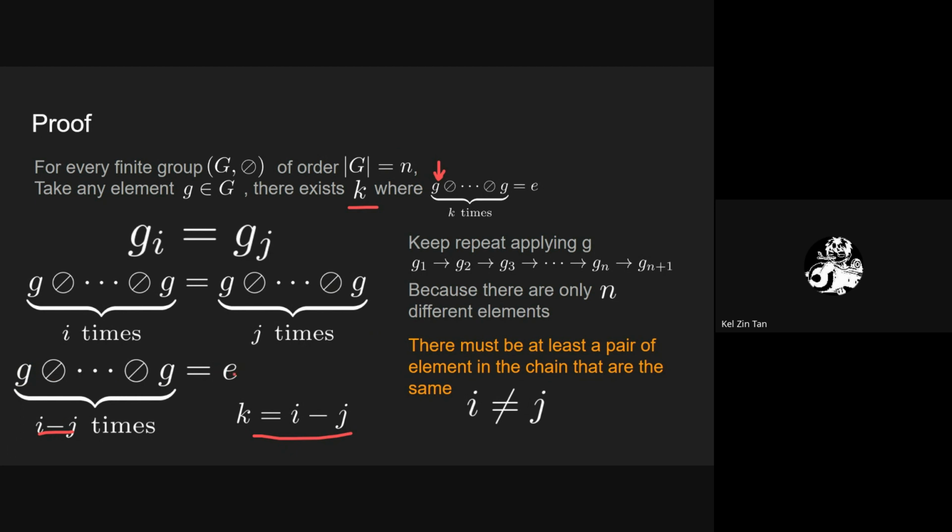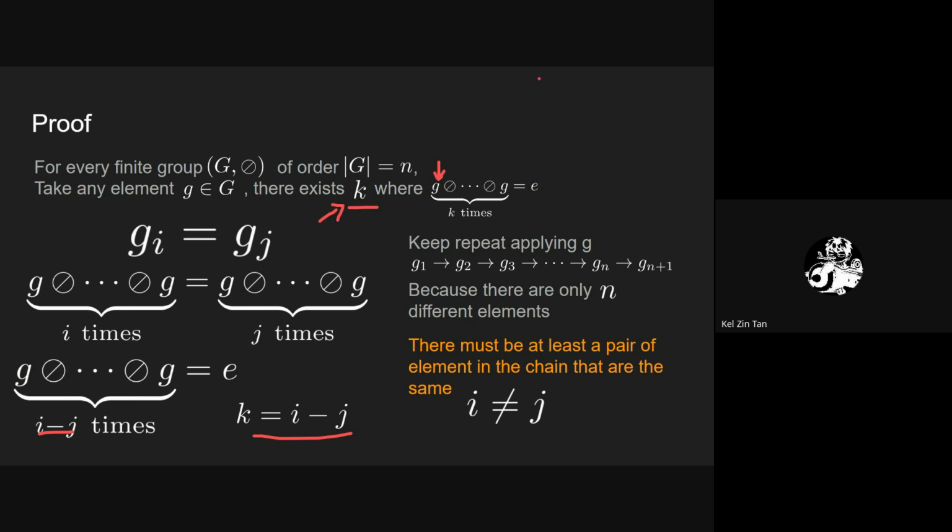We found that when we repeat g for i minus j times, we get back the identity element e. But then you might ask, what are i and j concretely? Perhaps it's not that clear, and i and j may not be easy to find. But what we have proved is that there must exist a k, although we might not know what this k is, such that when I apply g for k times, I always get back the identity element e.